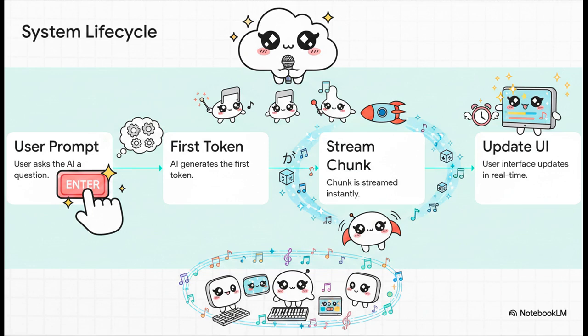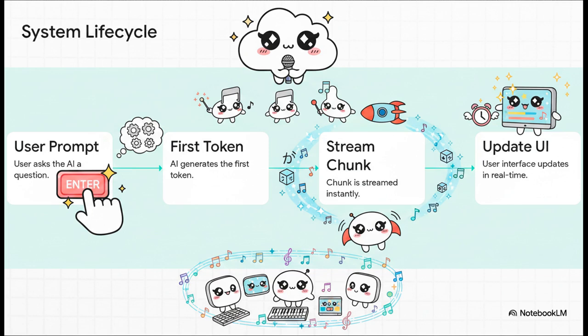The AI processes the prompt and generates the very first token. A token is just AI speak for a word. Actually, scratch that. It's more like a tiny piece or chunk of a word, but you get the idea. Step 3. Instead of waiting for the second token, that first chunk is instantly streamed across the network protocol. And finally, step 4. The UI updates in real time.